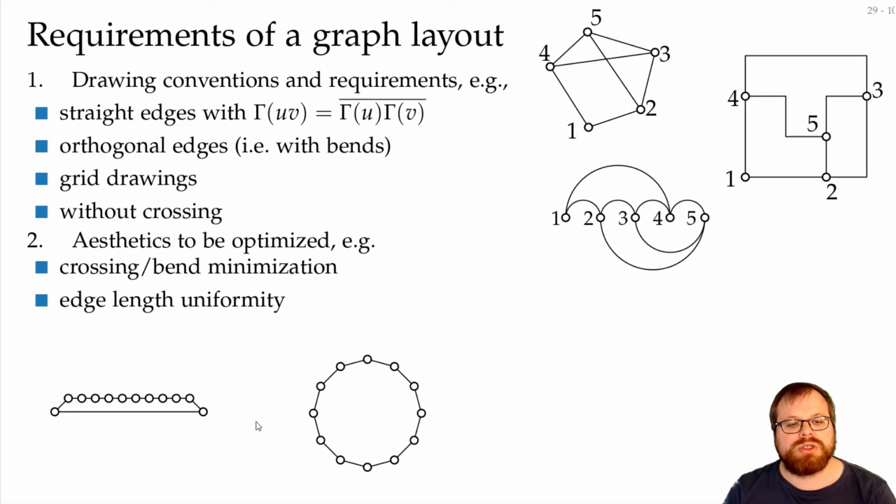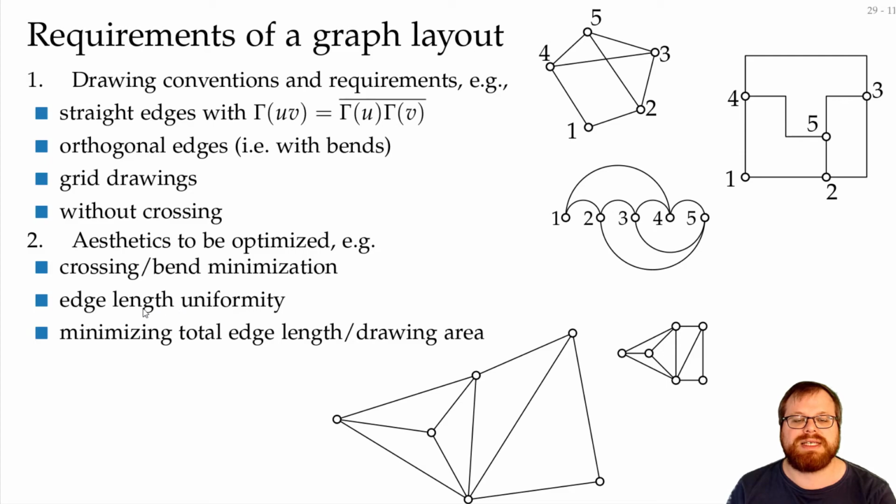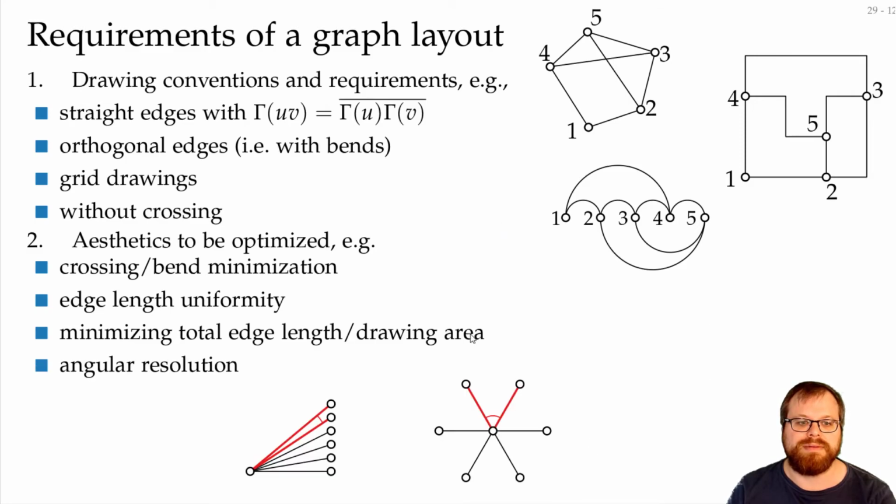Or we want to have uniform edge length. Here we have one very long and a few very short edges, so the ratio between the longest and the shortest edge is very large. Here they all have the same length, so there it's very small. That means that this one is better if we have this as our aesthetic. Maybe we want to minimize the total edge length or the drawing area. This is a smaller drawing and this looks much more compact than this large thing here.